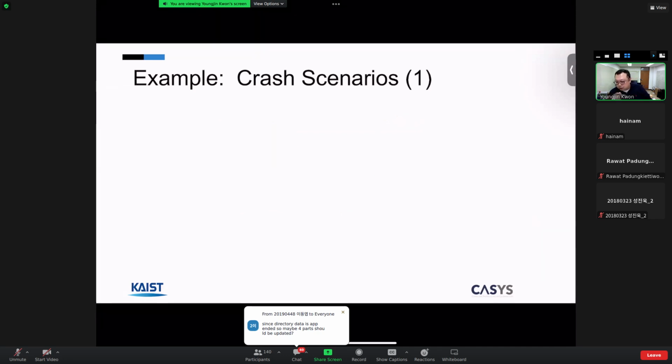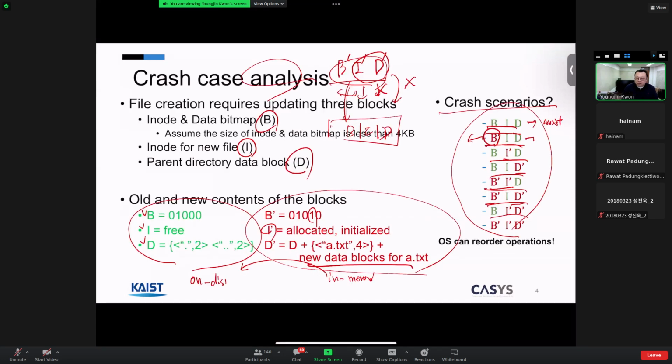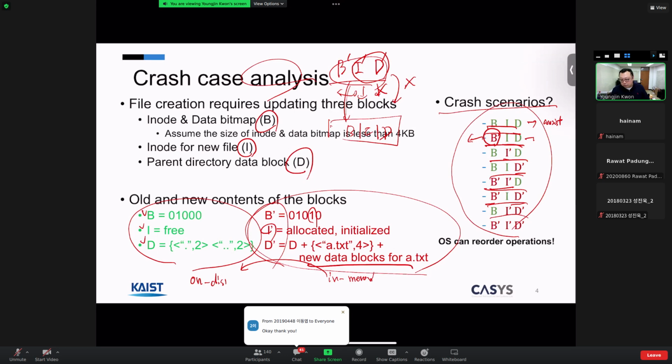Since directory data is appended, maybe 4 parts should be updated. Yes, precisely. This is a more simplistic analysis of crash consistency, but actually we're talking about the parent inode, considering the parent inode, but let's simply analyze this case first. A real crash consistency analysis of bitmap and superblock is much more complicated. But for educational purposes, we slim it down and make it easier.